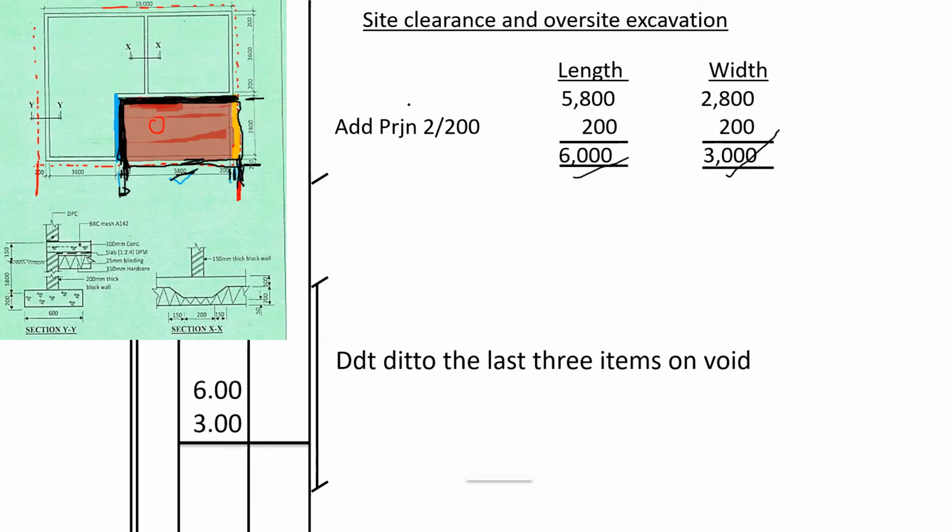Deduct detail for the last 3 items on void, the previous items which were site clearance. We shall deduct this area for the site clearance, we shall deduct this area for removing the vegetable soil, and we shall deduct this area for reducing the level.